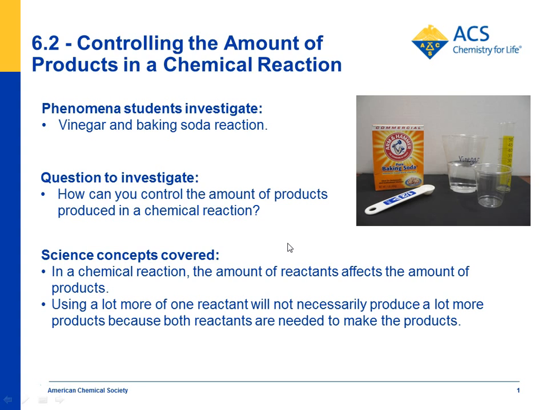In Lesson 6.2, students see you do a demonstration in which you add vinegar to baking soda. The question is, is it a chemical reaction? And if it is, how can you control the amount of products produced in a chemical reaction? The big science concepts covered are: in a chemical reaction, the amount of reactants affects the amount of products, and using a lot more of any one reactant won't necessarily produce a lot more products, because both reactants are needed to make the products in a chemical reaction.